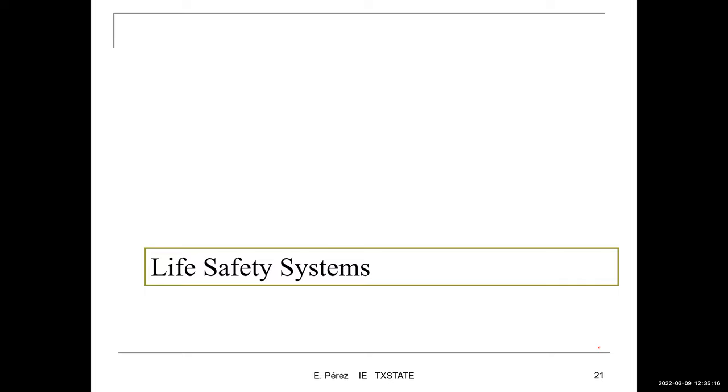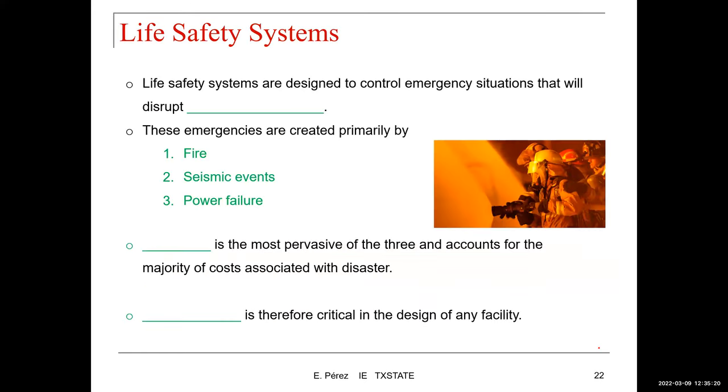For this one, you just need to be aware of the importance of designing a facility and taking into consideration these safety requirements and systems. These are designed to control emergency situations that will disrupt normal operations. Some of the examples are listed here: emergencies created by fire, seismic events, or a power failure. All those things can happen at any time.